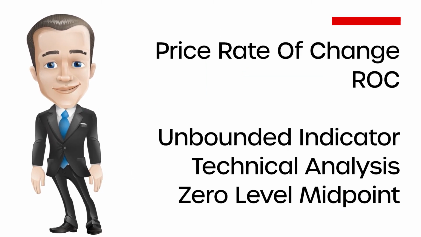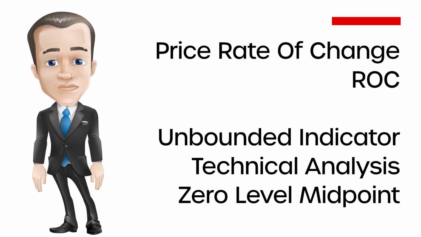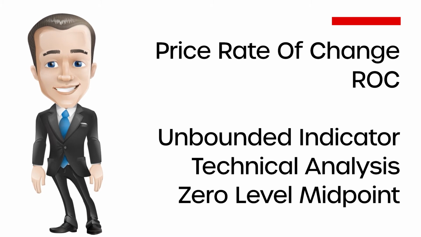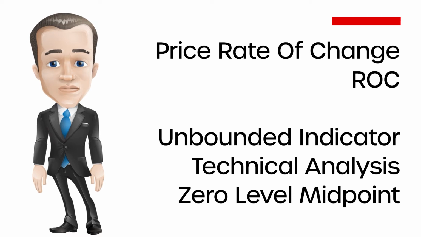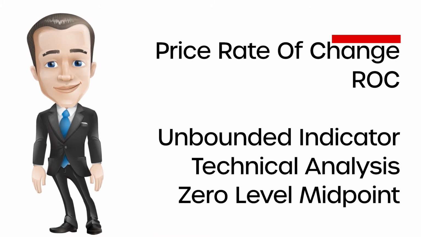Some key takeaways. The price rate of change, ROC, oscillator is an unbound momentum indicator used in technical analysis, set against a zero level midpoint. A rising ROC above zero typically confirms an uptrend, while a falling ROC below zero indicates a downtrend. When the price is consolidating, the ROC will hover near zero. In this case, it is important that traders watch the overall price trend, since the ROC will provide little except for confirming the consolidation.